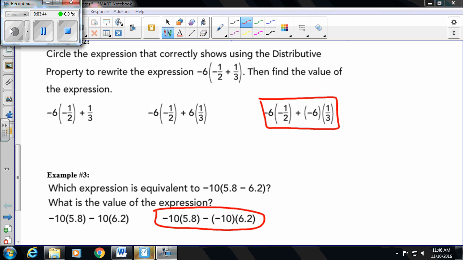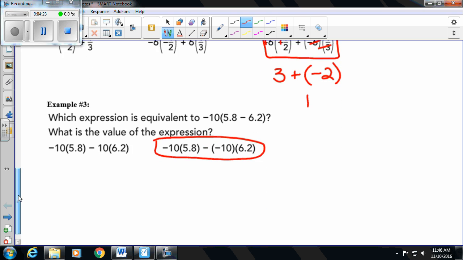So for the first one, you can see that we have negative 6 times negative 1/2, and we have to add negative 6 times 1/3. Now let's practice our work with fractions and rational numbers here. A negative times a negative is going to give me a positive. 6 times 1/2 is the same as 6 divided by 2, which we know is 3, plus a negative times a positive is going to remain negative, and 6 times 1/3, I can simplify and get negative 2. So 3 plus negative 2 is 1.